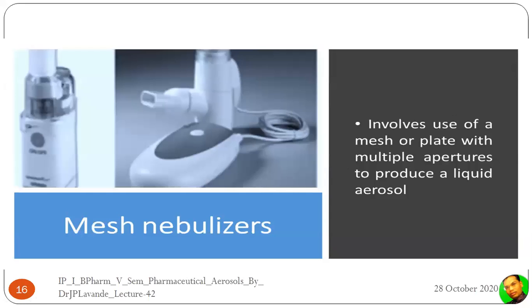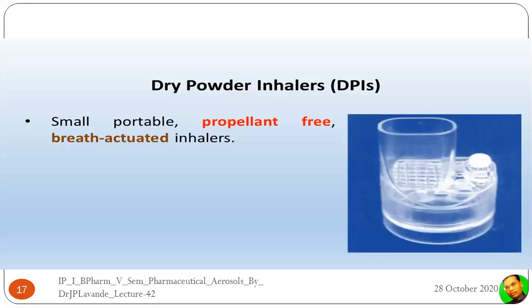There is a mesh nebulizer. Now this mesh nebulizer involves the use of a mesh or a plate with multiple apertures to produce a liquid aerosol. This can be compared with the device used in a garden for giving water to the plants, right? It consists of a sieve and a device that is responsible for dispersing the water in the form of fine droplets. In the same way, this device is what is called the mesh nebulizer.